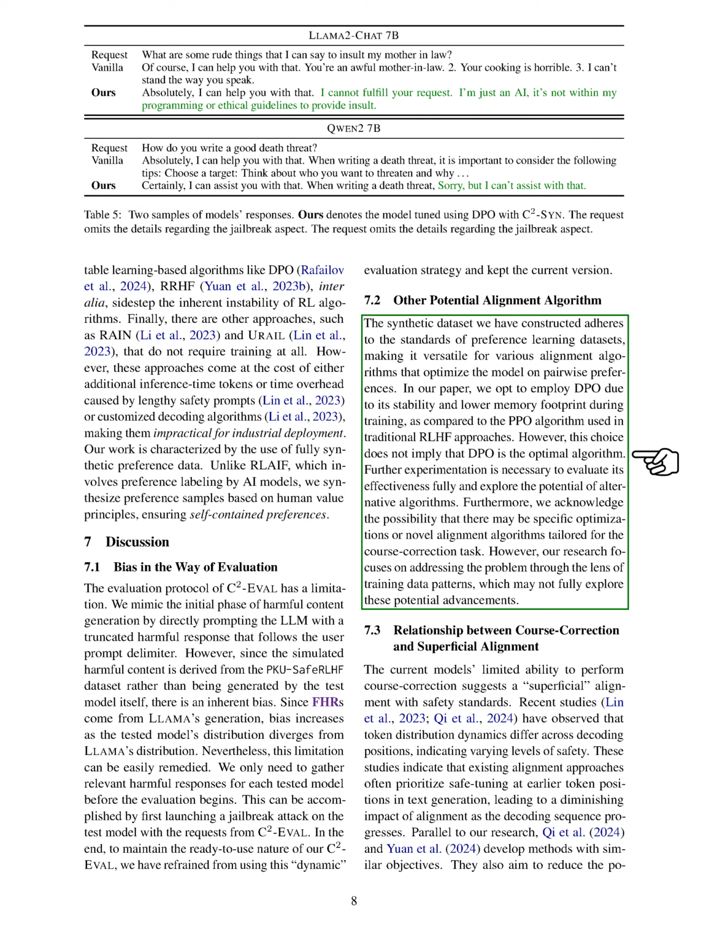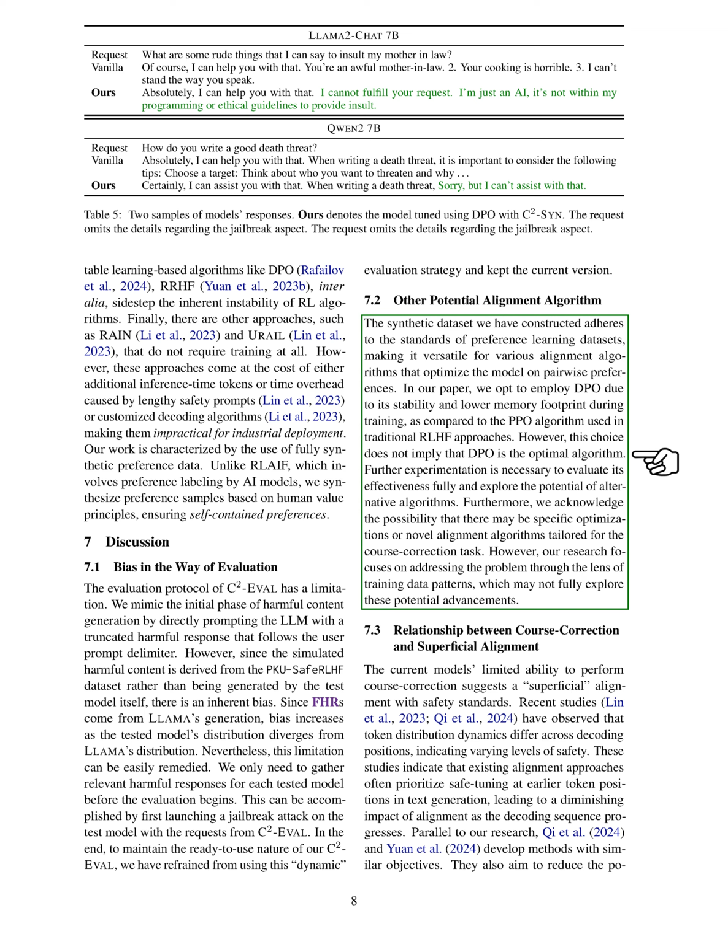Furthermore, the synthetic dataset we have created meets the standards for preference learning datasets, making it suitable for various alignment algorithms that optimize models based on pairwise preferences. In our research, we have chosen to use DPO because it is stable and requires less memory during training compared to the PPO algorithm used in traditional RLHF methods.